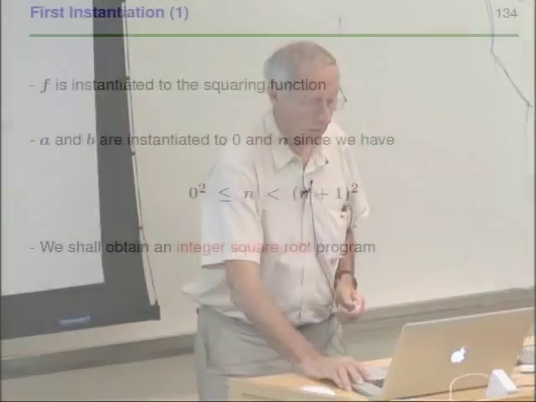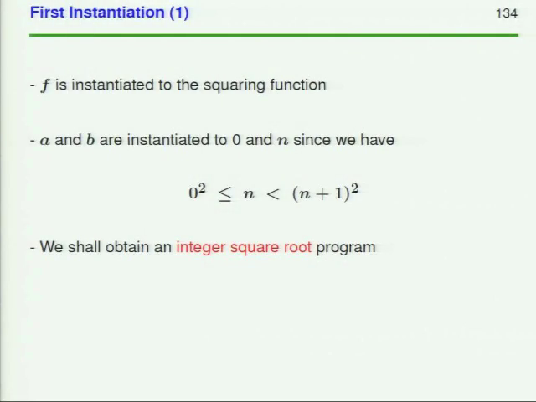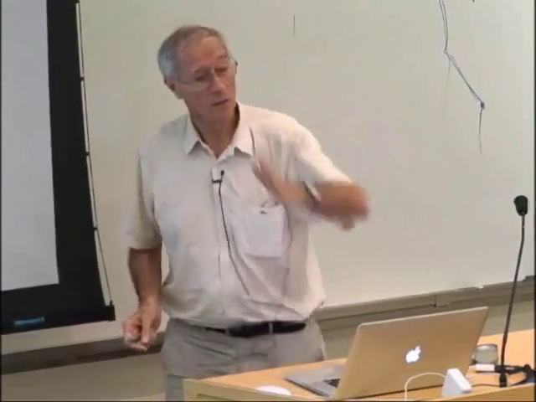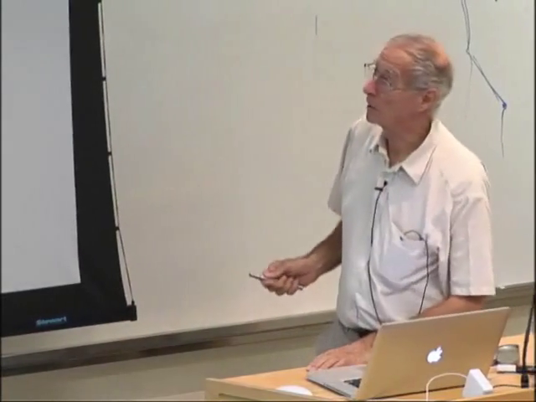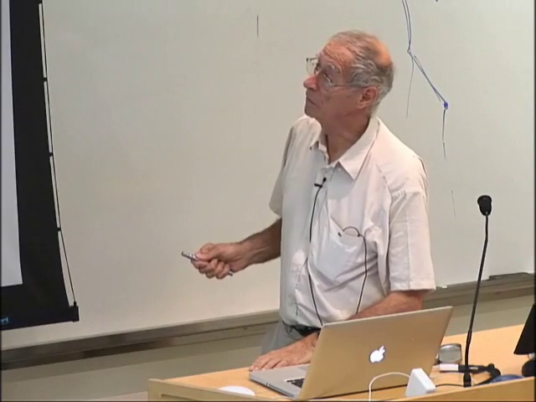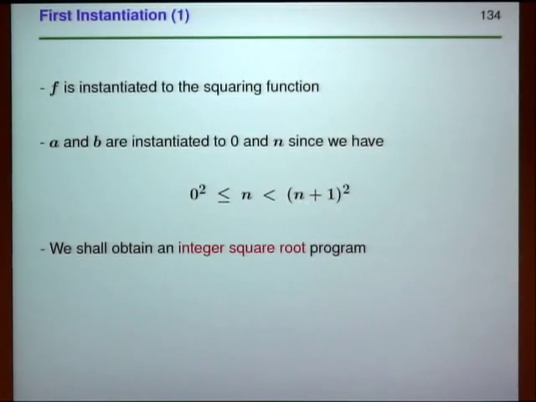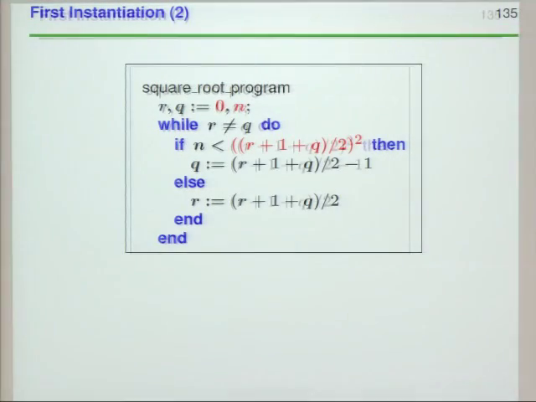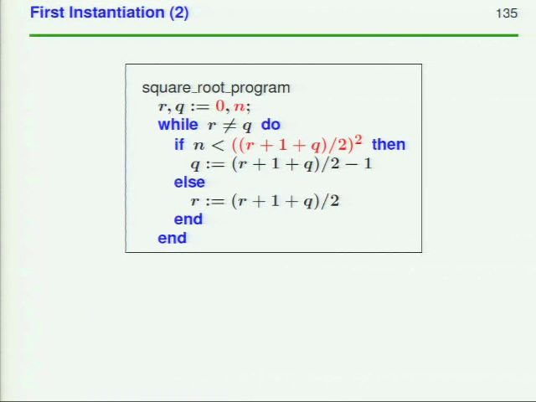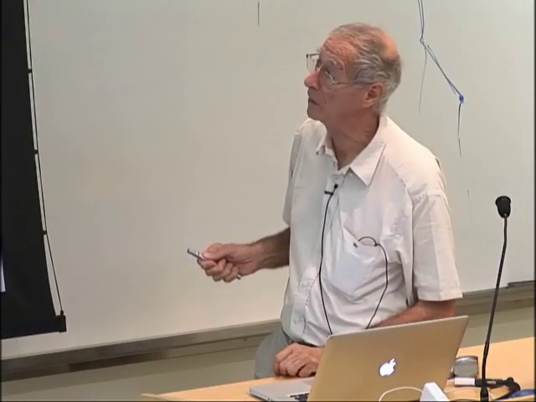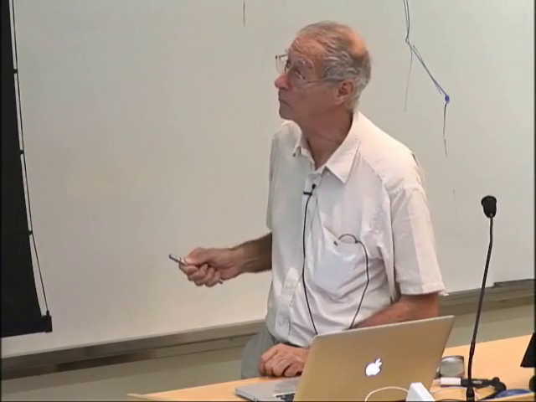So let's go back to the square root function. So f is instantiated to the square root function. So it is increasing. It is injective. So a and b are instantiated to 0 and n. Because we have this, this is OK. And then we obtain the square root program, another square root program, for free. We just replace this by f, and then we have this.